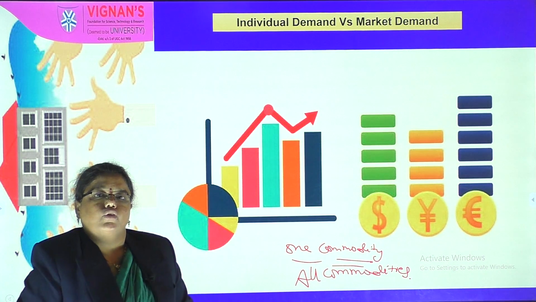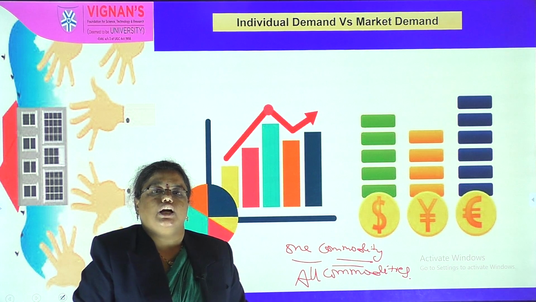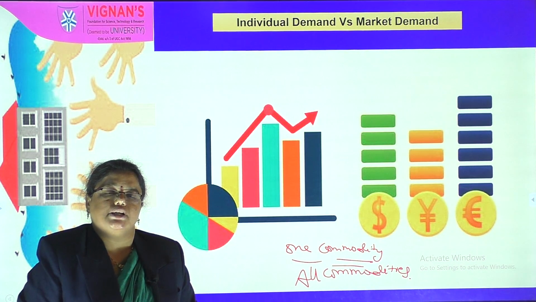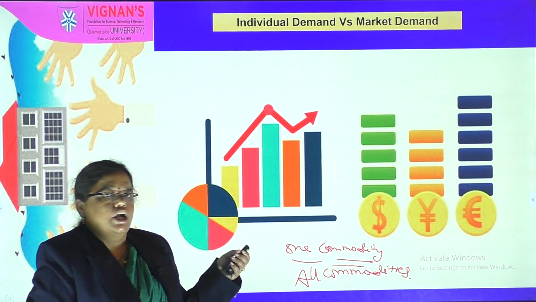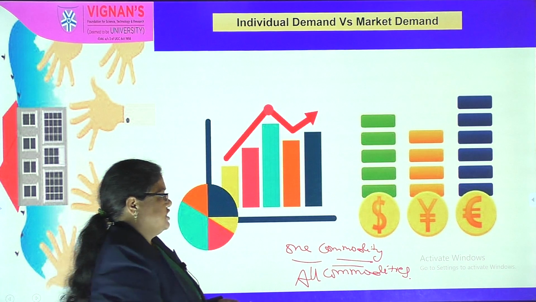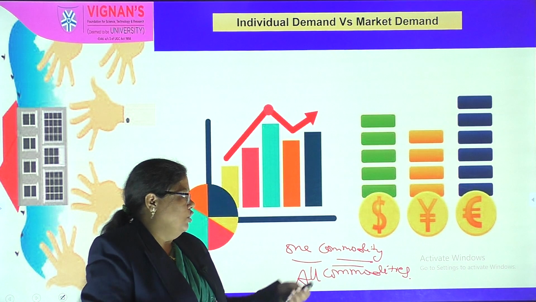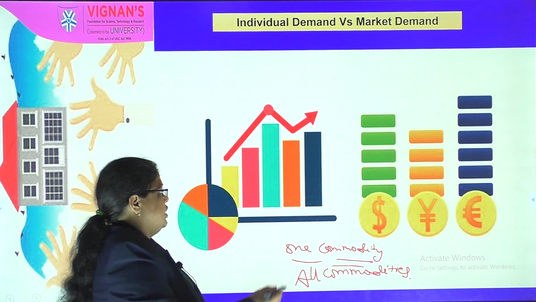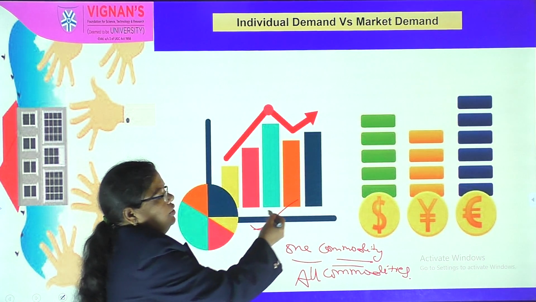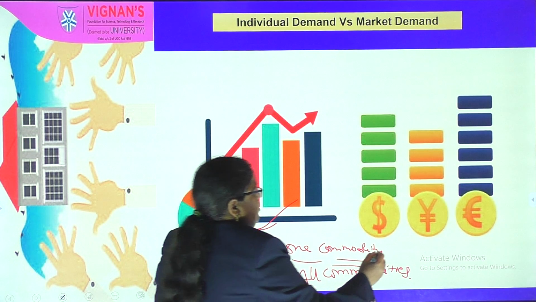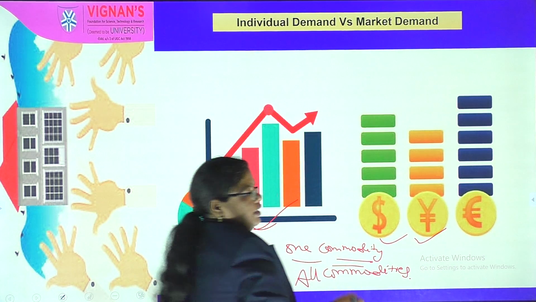That means we purchase the commodities at various possible prices in a given period of time in a given market. That is individual demand. Summation of all individual demands comes under market demand. Individual demand relates to one commodity. Market demand relates to all commodities, in the form of dollar, yen, like that.